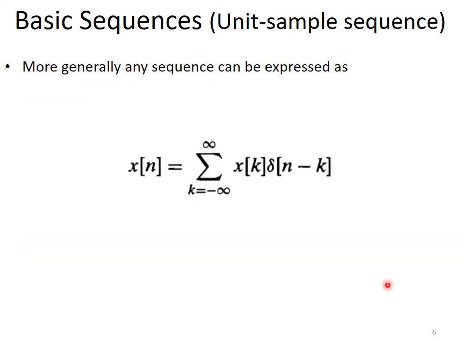Or in general, x of n can be represented as the sum over k equal to minus infinity to infinity of x of k multiplied by the impulse shifted by k units. Any signal can be represented in this form.